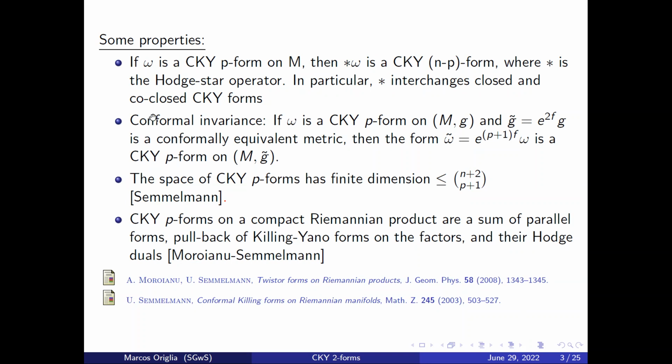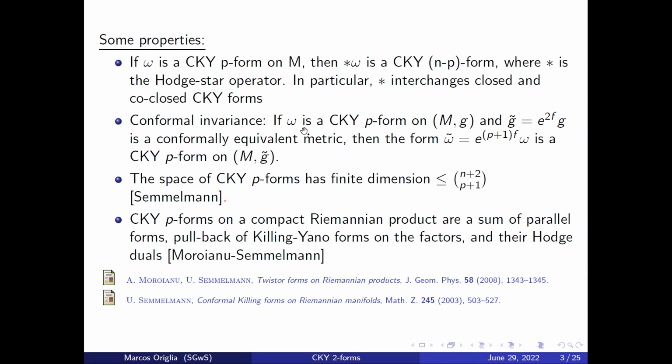Also, there's another property, the second one, which is the conformal invariance. If ω is a conformal Killing p-form, then if we change the metric by a conformal factor, we can obtain again another conformal Killing p-form just by doing a similar change in the p-form. Of course, it will be a conformal Killing p-form with the new metric.